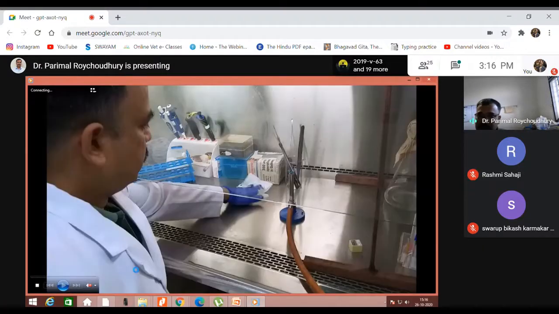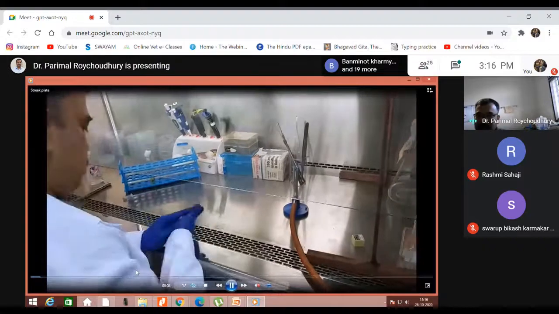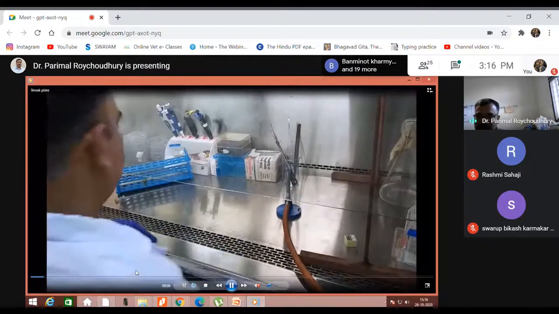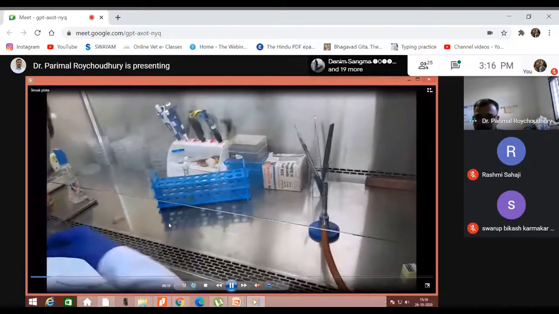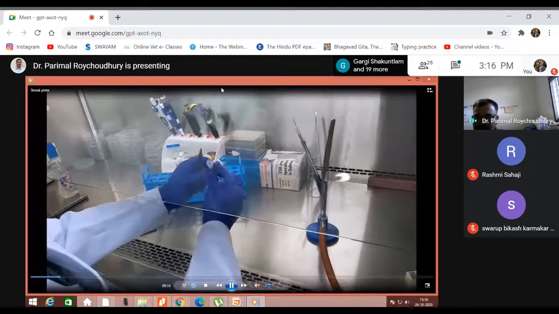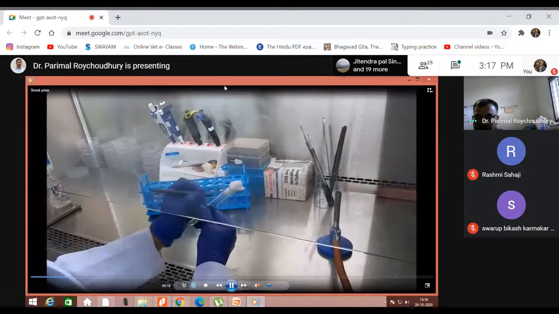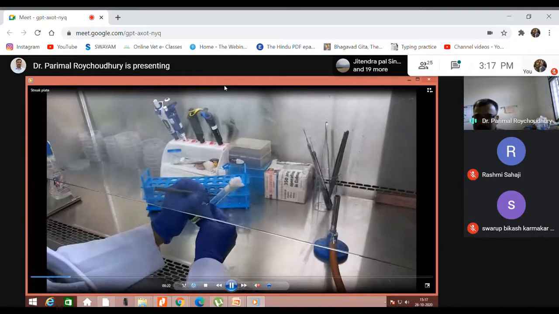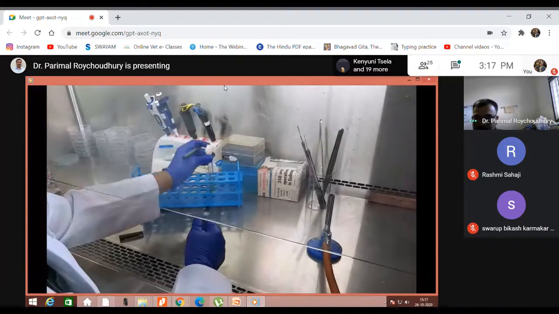All of you will be doing this particular practical. I will give you a demonstration here. We clean the area with alcohol and spirit. We take the flame here, and then we mark it. This is the stool specimen we received today in our laboratory. We give the same specimen identity to the broth culture. This is the broth culture.